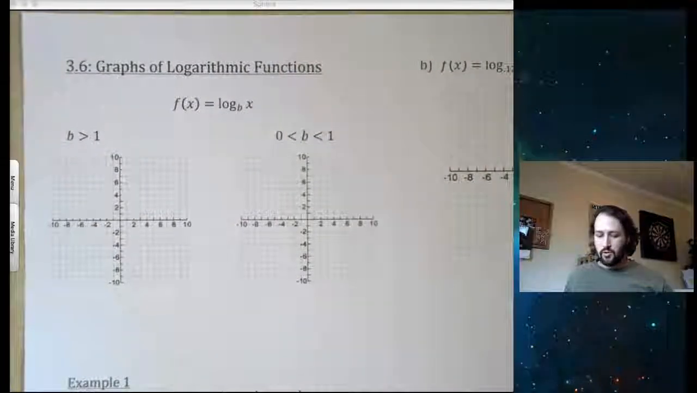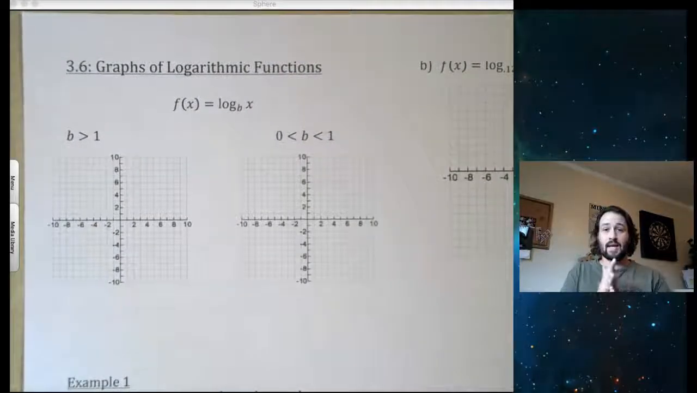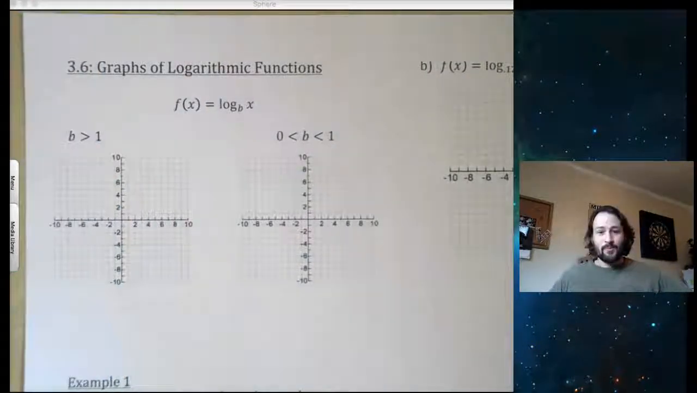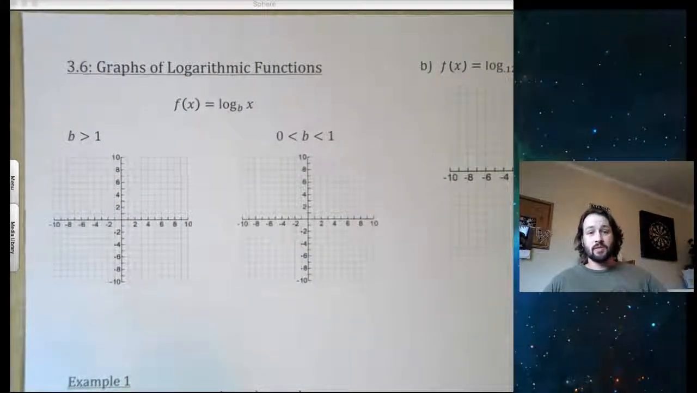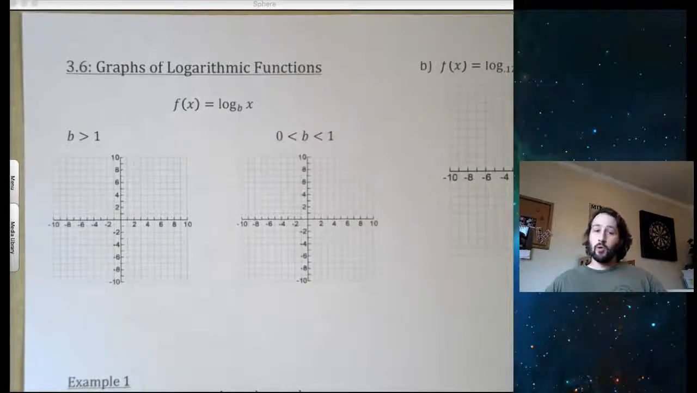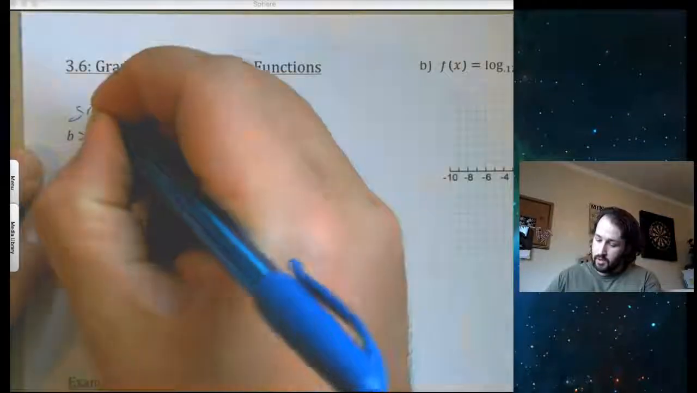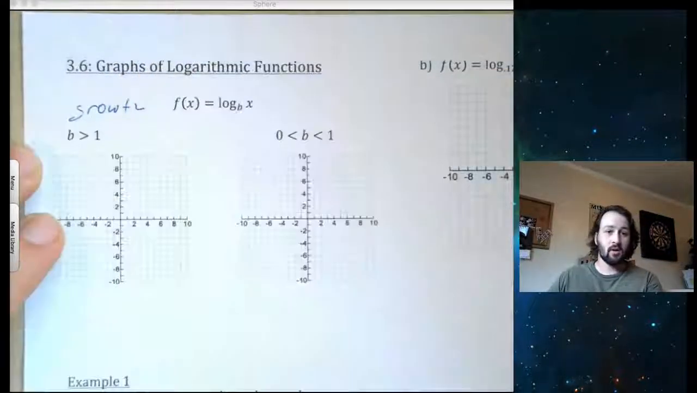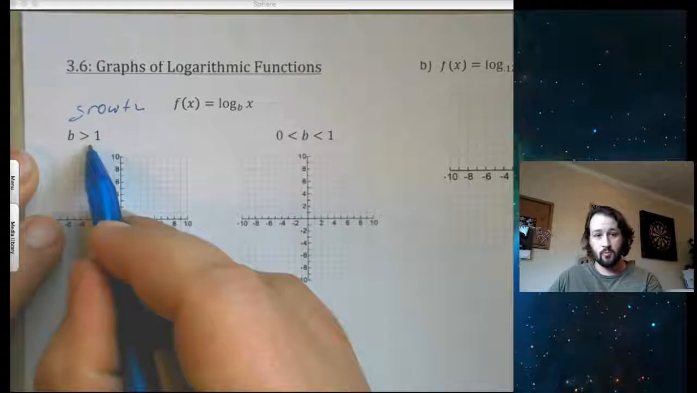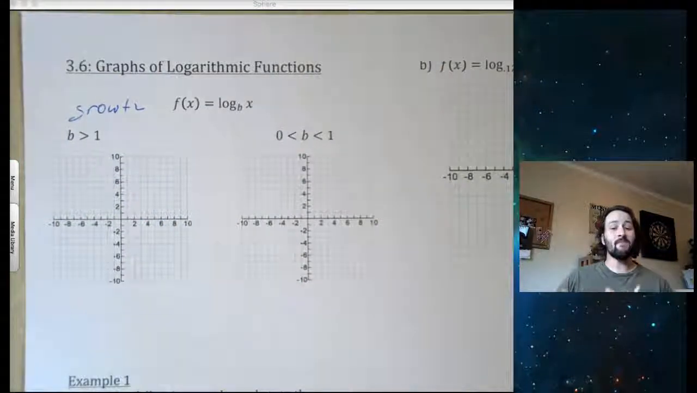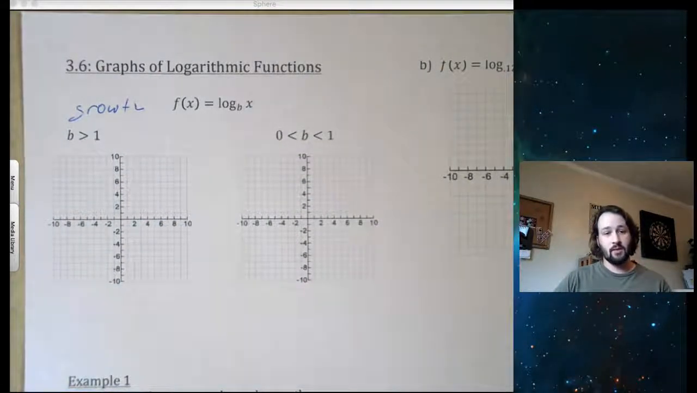So now that you guys have learned what a logarithm is, we're going to actually get to start graphing them. Just like exponential functions, there is a growth and there is a decay logarithmic function. This one will be the growth, just like our exponential function when the base is greater than 1. So remember, this is the inverse.